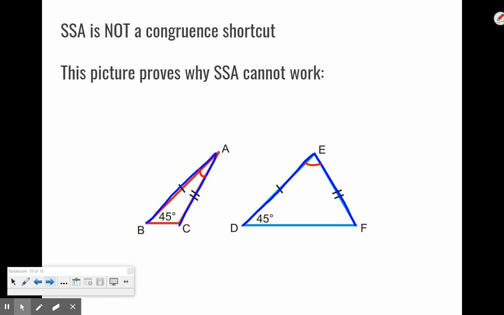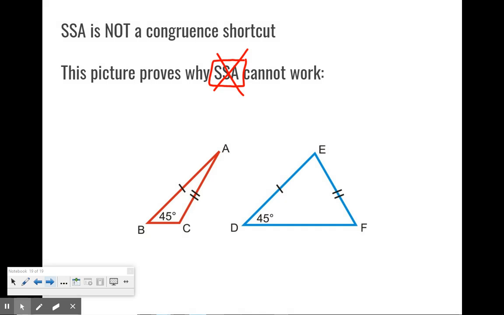Obviously, these pictures show that they are not congruent. It's pretty obvious. But SSA is not a congruence shortcut. We need more information. If you need help remembering, SSA backwards is a naughty word, so be thinking about that. And yes, I have had people write that on tests the backwards way before without knowing. It's fine, it happens. But SSA is not a congruent shortcut for many reasons.